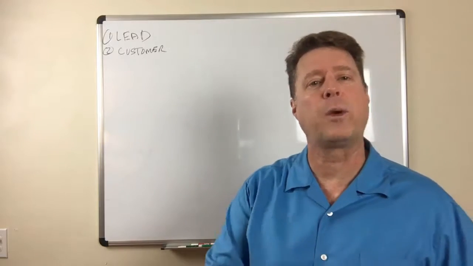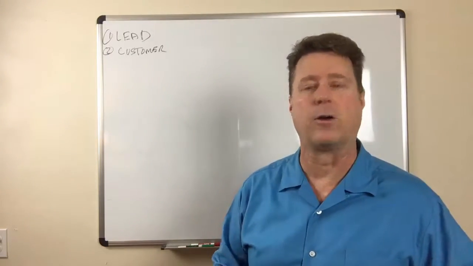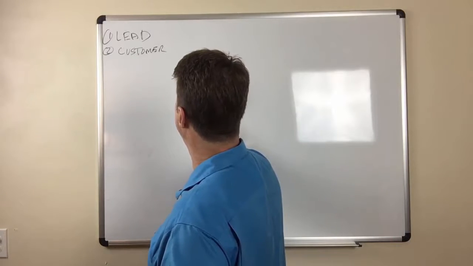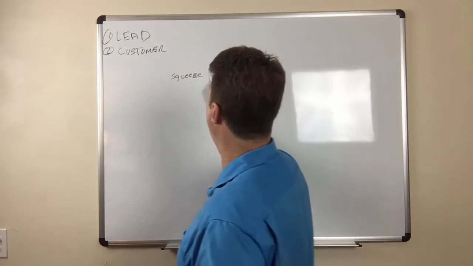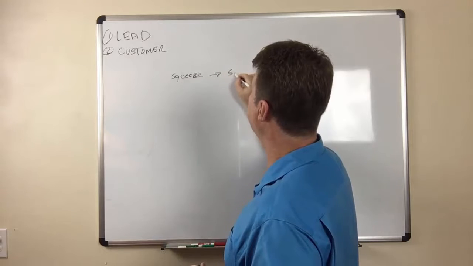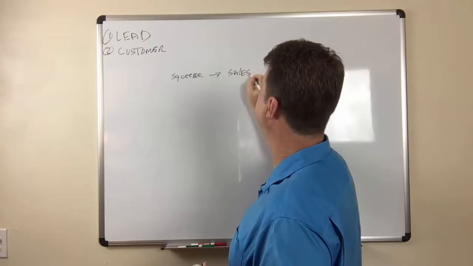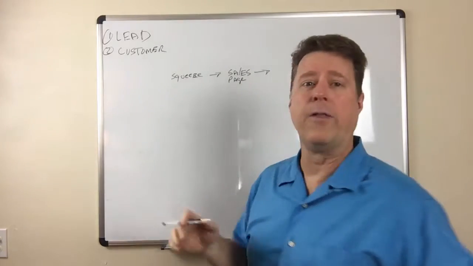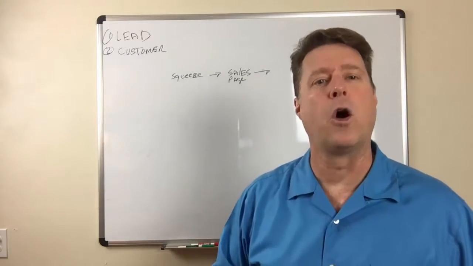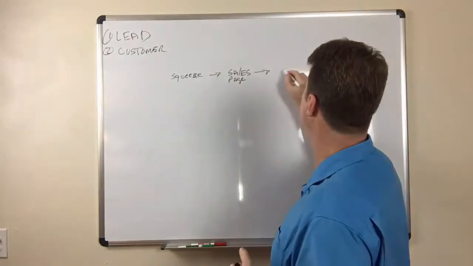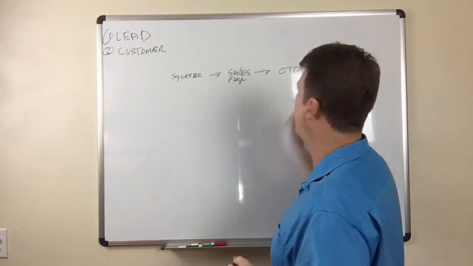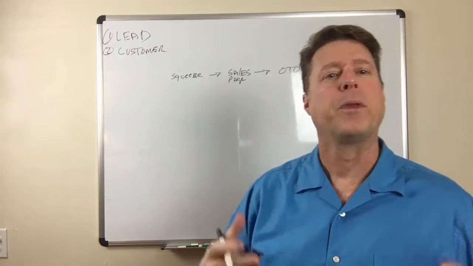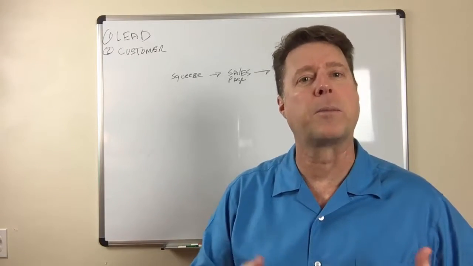So how do we go about doing that? Well, there are actually 3 phases to any funnel. The first is your squeeze page. Then you have your sales page. And once you have your sales page, then you can do an OTO, or a one-time offer. All right? So the first thing we want to do is create that customer lead.